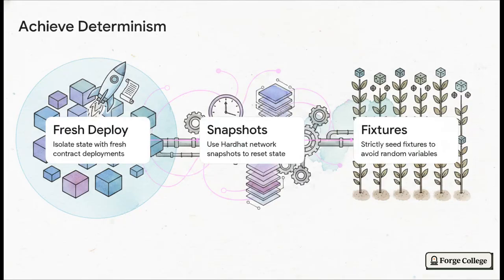To achieve perfect determinism, you've got to follow a few mechanical steps. First up, isolate your state by using fresh contract deployments for every single test. Second, lean on tools like Hardhat network snapshots to instantly reset that state back to a clean slate. And third, strictly seed your test fixtures. You want to avoid any random or time-based variables creeping into your code and messing with your results.